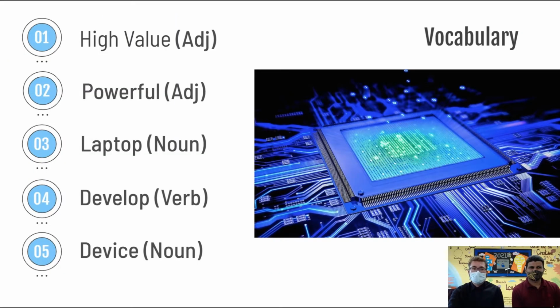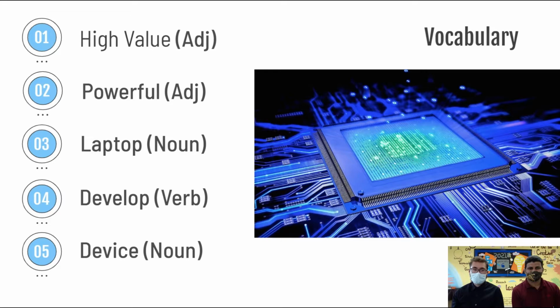So the vocabulary. The first is high value, something which is very valuable, not just in terms of money, but also in terms of resources. The second one, powerful. A computer is something powerful, a phone, or someone like a politician or someone important can be powerful. That's an adjective. Laptop: today everybody knows what a laptop is, but the word comes from lap and top. So basically you can use the computer sitting on your lap. It is very different from the desktop, which sits on your desk.